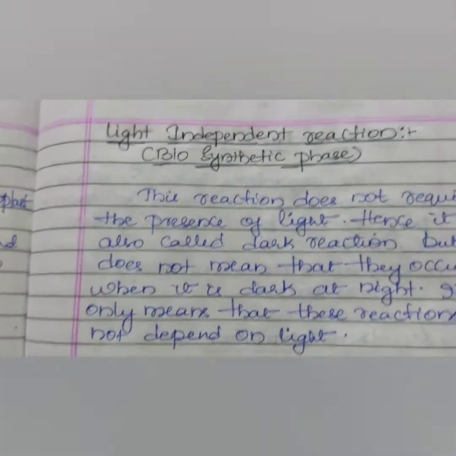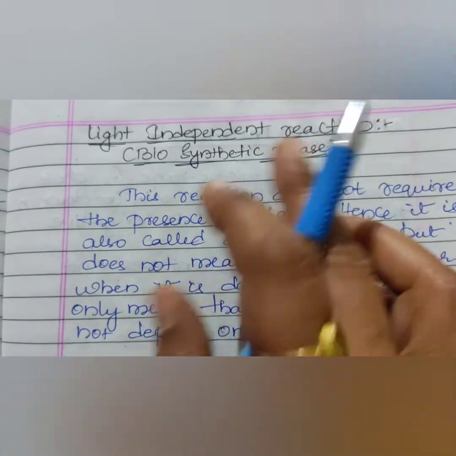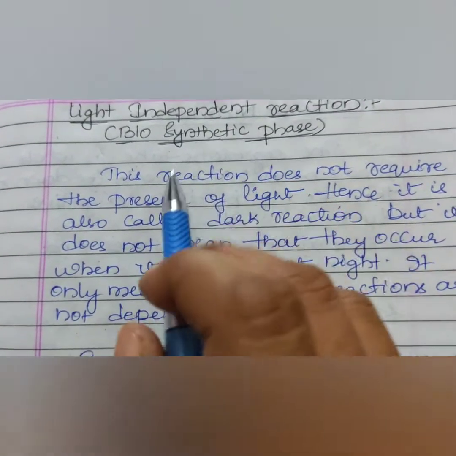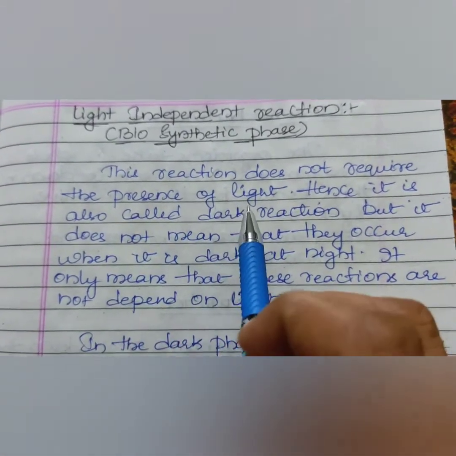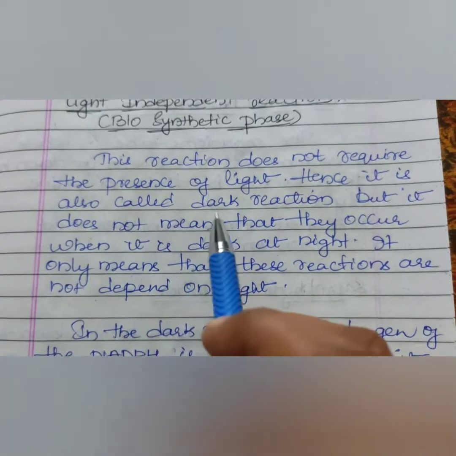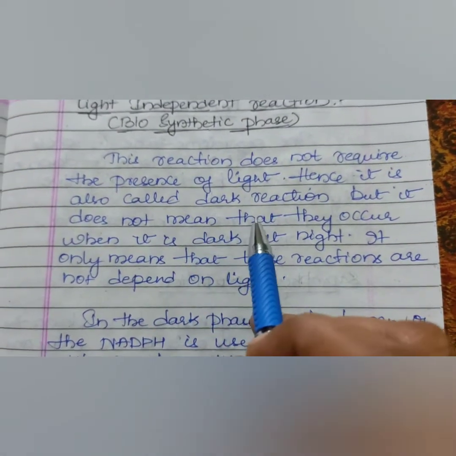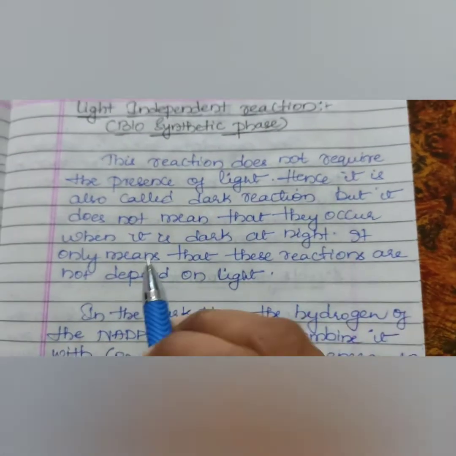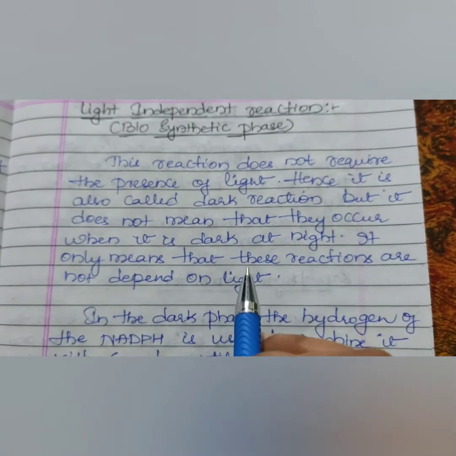Next, we'll see the light independent reaction. It is also known as the biosynthetic phase. This reaction does not require the presence of light. Hence it is also called the dark reaction. But it does not mean that it occurs when it is dark, that is at night. It only means that these reactions are not dependent on light.